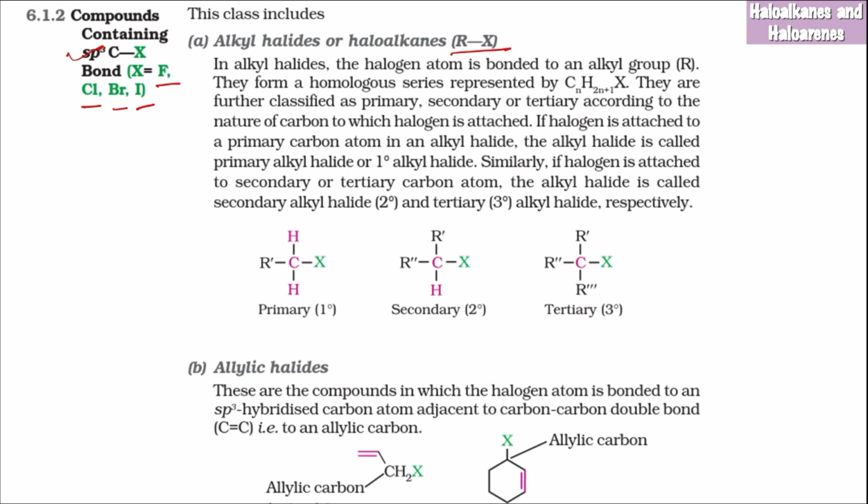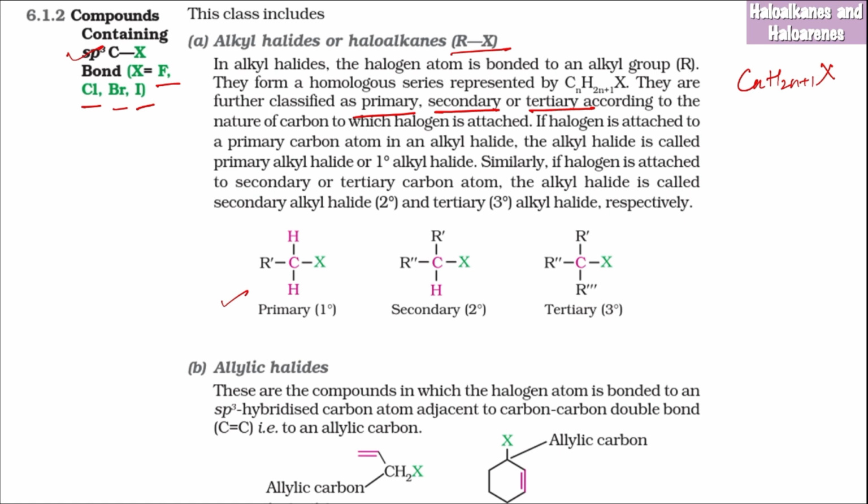Now here the carbon of the alkyl group is bonded to the halogen atom, and they form the homologous series which is represented by the general formula CnH2n+1X. These are further classified as primary, secondary or tertiary according to the nature of the carbon to which the halogen atom is attached. For example, this compound is primary haloalkane.